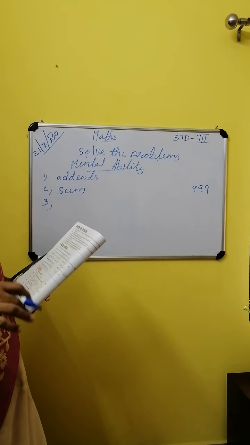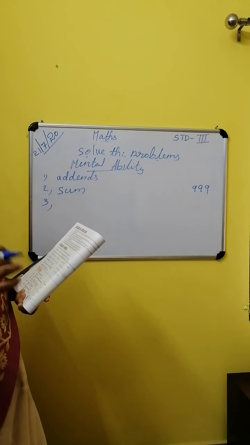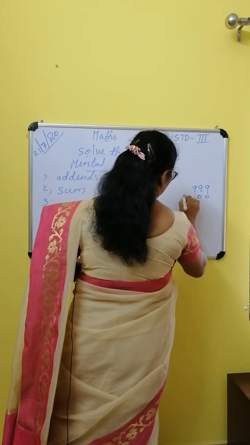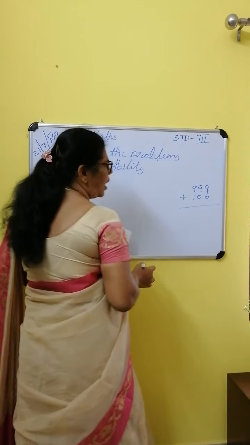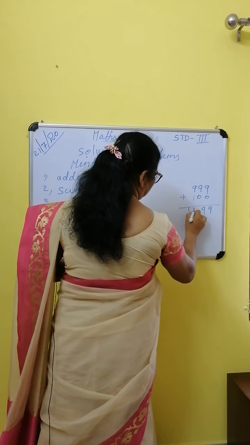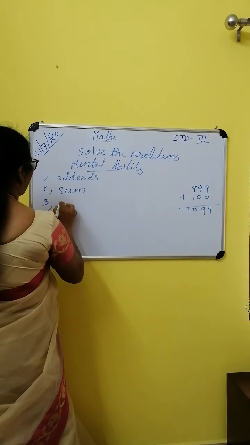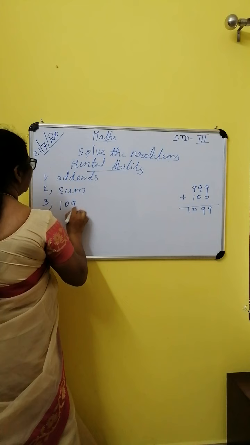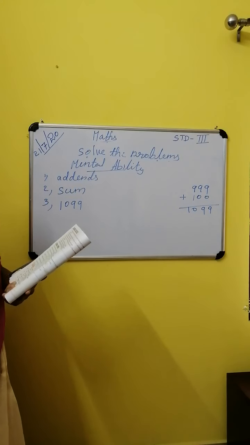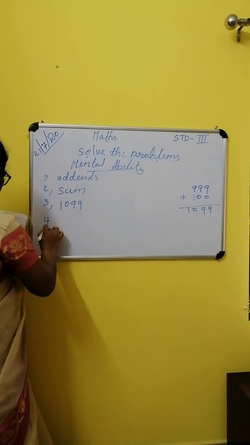Sum of the largest 3-digit number and the smallest 3-digit number. The smallest 3-digit number is 100. Sum means you should add: 9 plus 1, 10. So the answer is 1099.